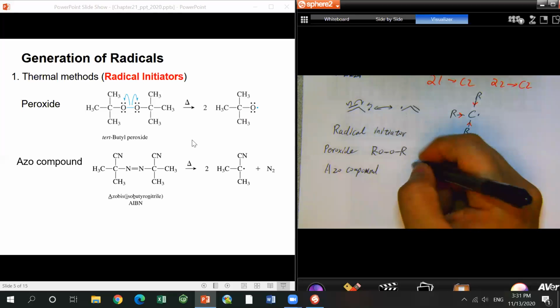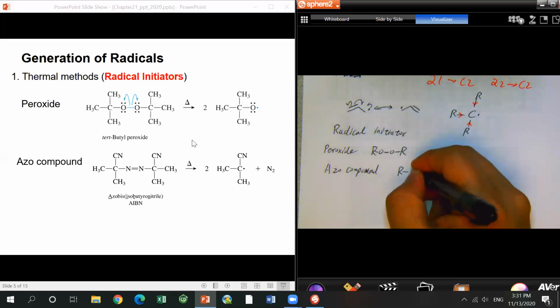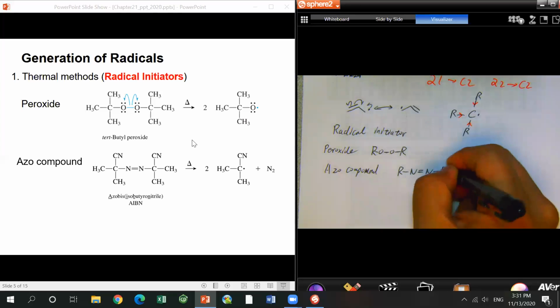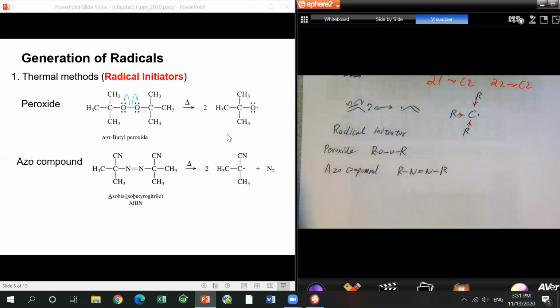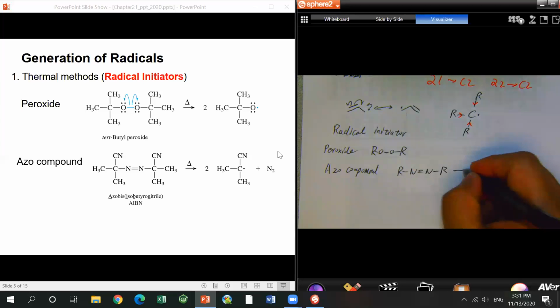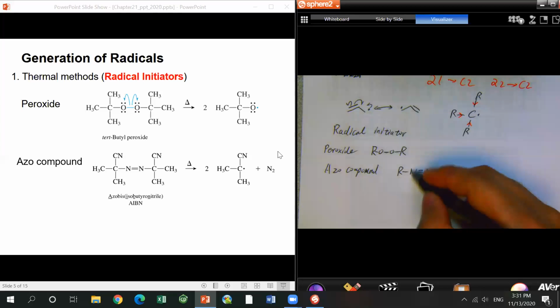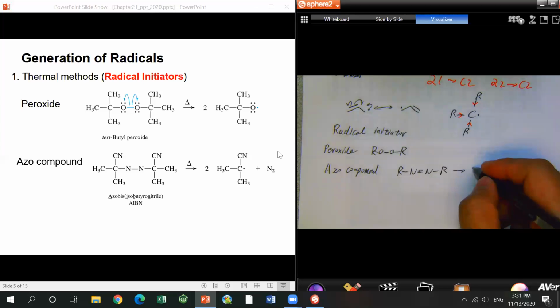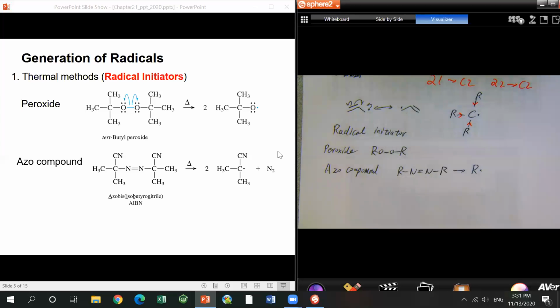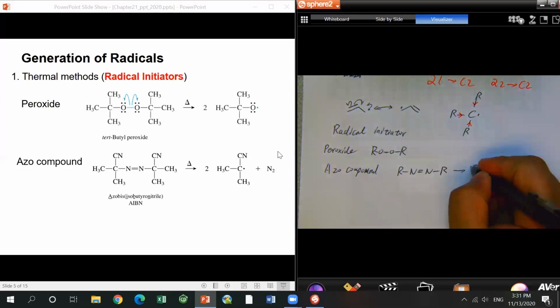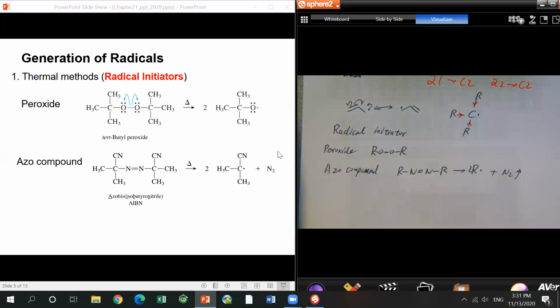So azo compounds normally have this kind of structure, with two nitrogens and two alkyl groups, one on each nitrogen. For this azo compound, once you heat it up, the nitrogen will be gone. And once the nitrogen is gone, you generate two alkyl radicals. So this one is actually more efficient.